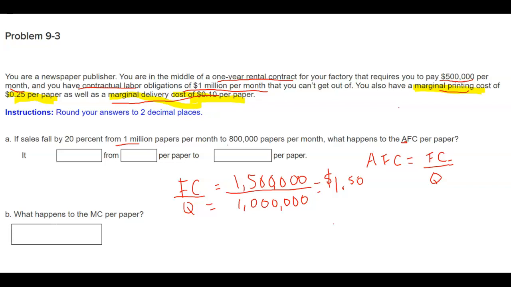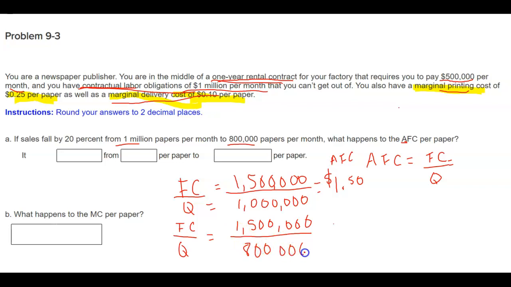But then it says it drops to 800,000 papers. So now, and by the way, this is your AFC, your average fixed cost. Let's find out when the number of units drops to 800,000. So our fixed costs stay the same, right? Because this is a one-year contract and this is a contractual labor obligation. Our fixed costs stay at 1,500,000. But now we're selling less. We're selling 800,000.